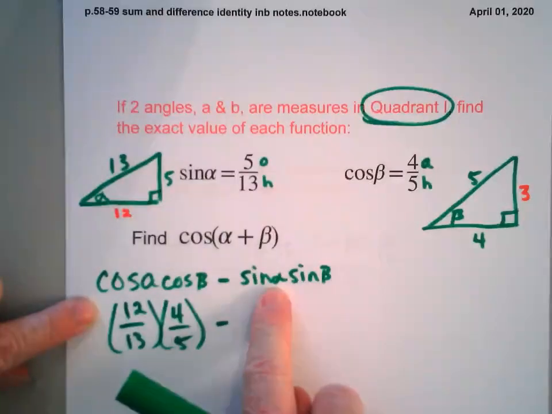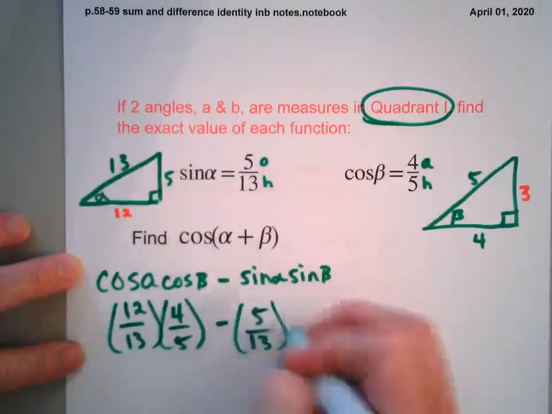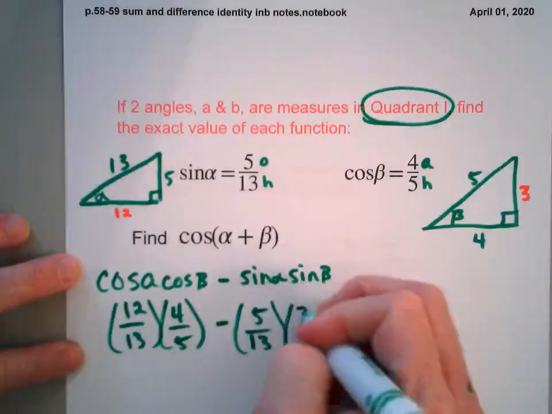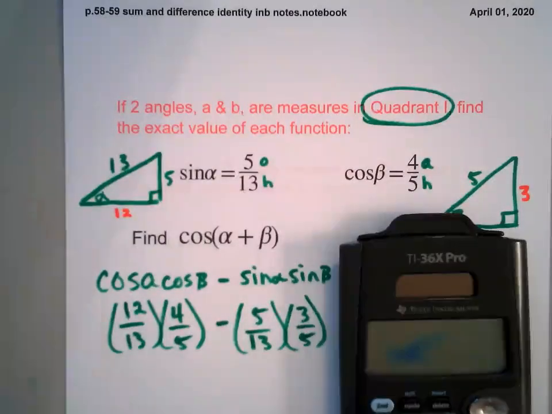Minus the sine of the alpha triangle, which is 5/13, times the sine of the beta triangle, which is 3/5. Okay, so this is something we can just plug and chug into the calculator, get a final answer. So that's going to be 12/13 times 4/5 minus 5/13 times 3/5. Boom. Get a fraction out of that. 33/65.